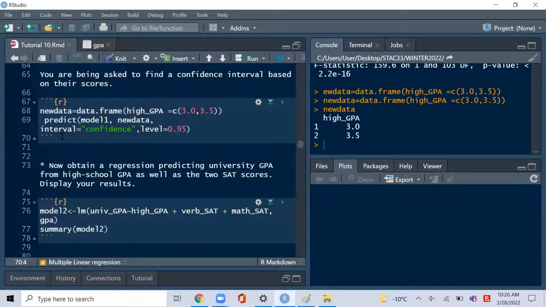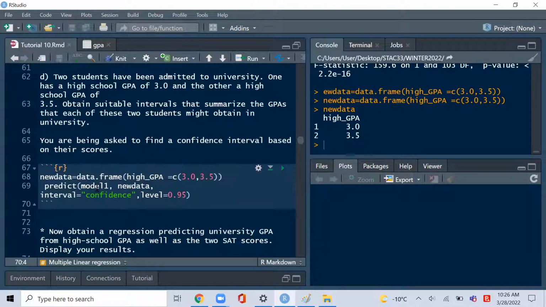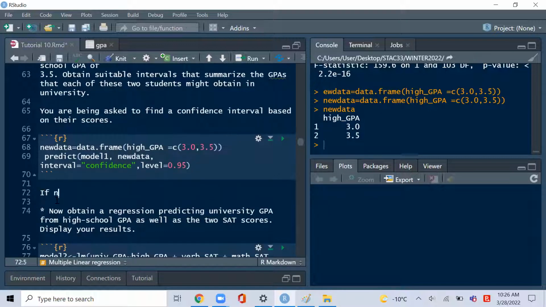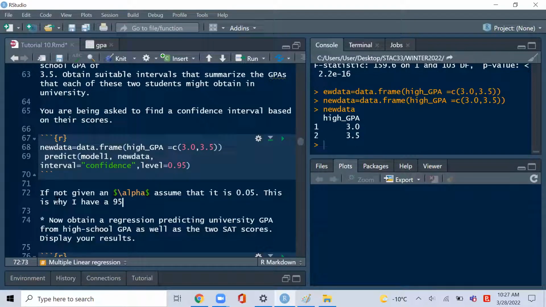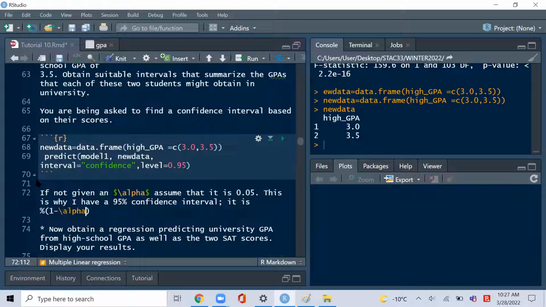Okay, generally speaking, if you're not given an alpha level, assume it's 0.05. So I'll make a note of this. If not given an alpha level, assume that it is 0.05. This is why I have a 95% confidence interval. It is actually a one minus alpha percent interval. Right, that's what it is. So this is 95%, so let's run this and see what we get.